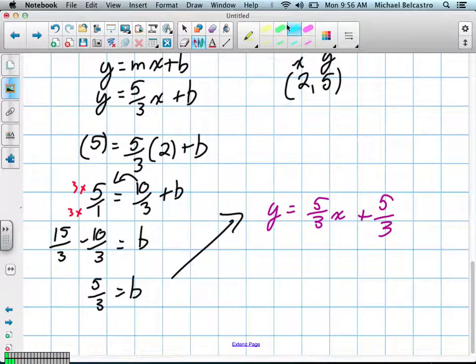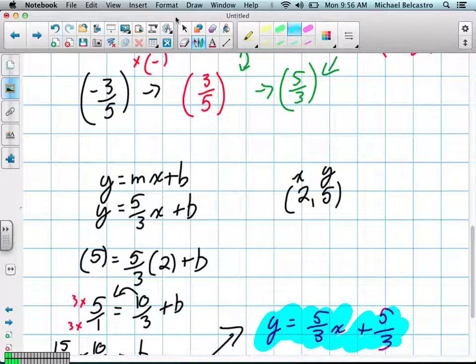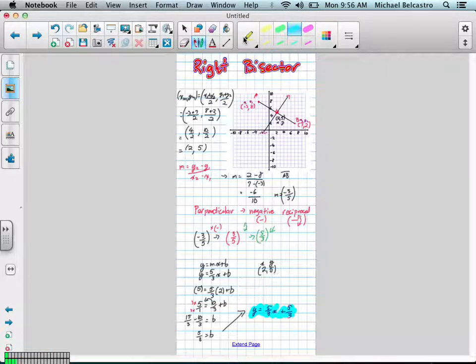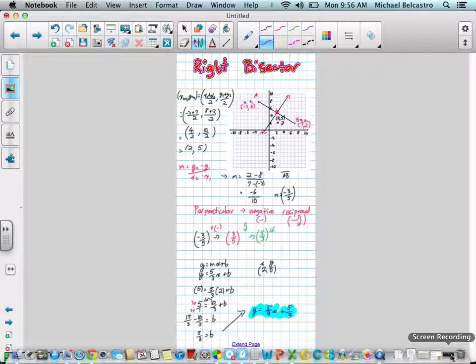I've literally never had that happen before. Okay? But there you go. So, the y-intercept of this line is at a fraction 5 over 3, which is like 1 1/3. There we go. Okay? So, a lot of steps again in order to find the right bisector.